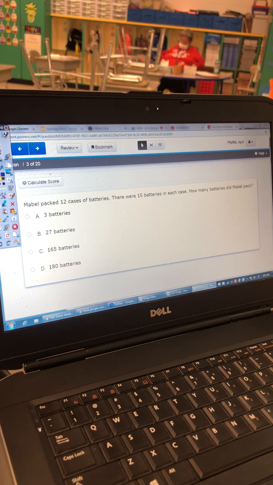This top right here, here's my marker. I'm multiplying the two different digits. I have to multiply each.